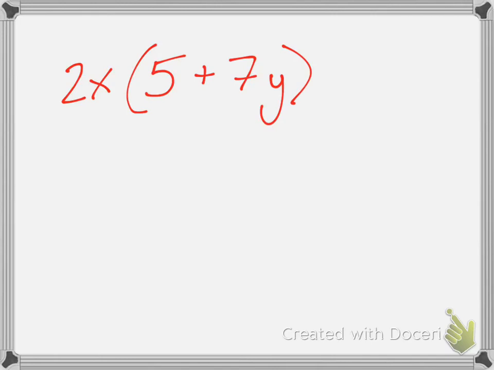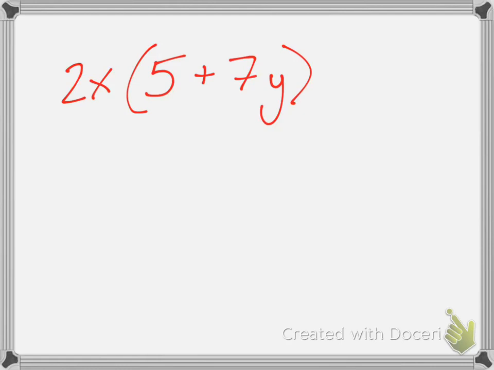Last problem I want us to do is this. 2x, 5 plus 7y. This is tricky, okay? But we need to distribute it. I can't do anything in this parentheses. They are not like terms, so I can't do anything. So my parentheses are already done. I can't do anything to them, so they're already done.